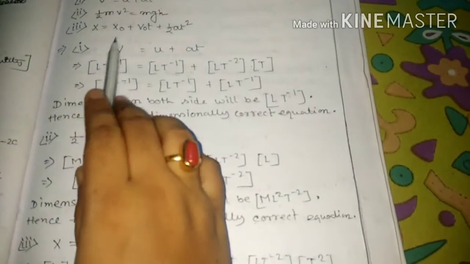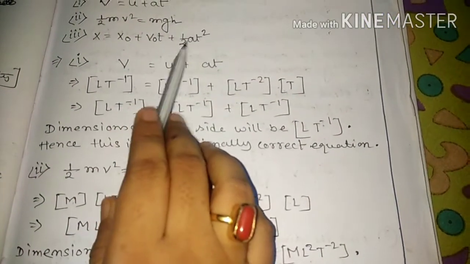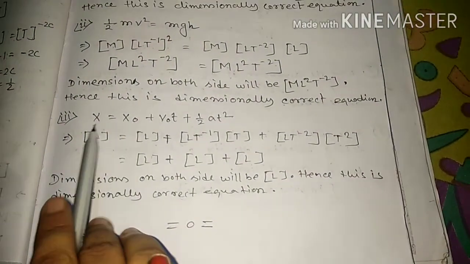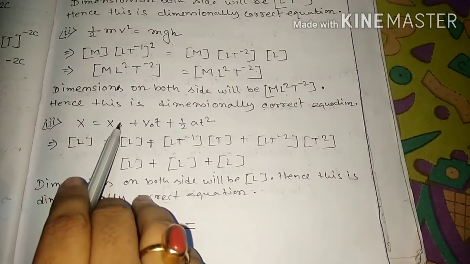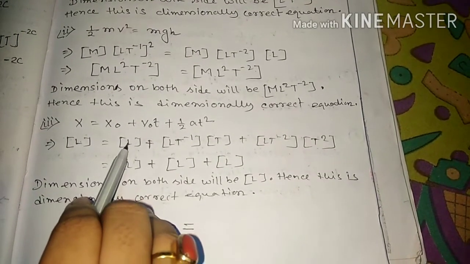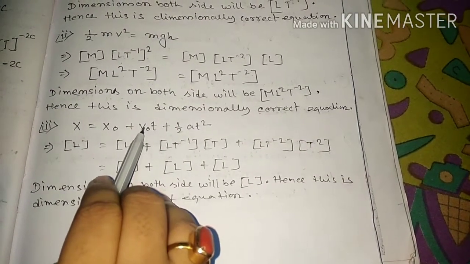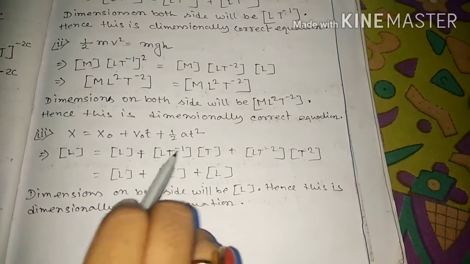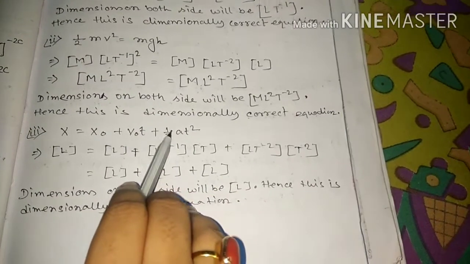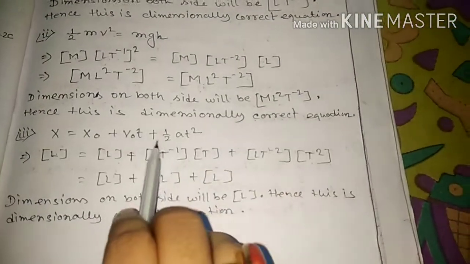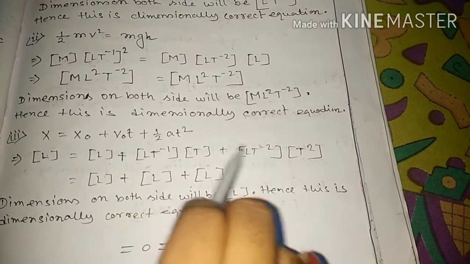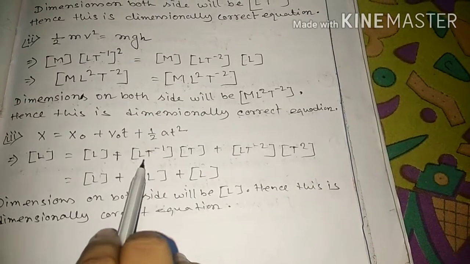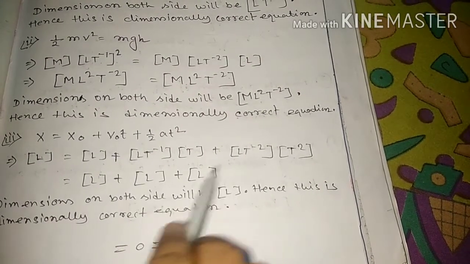Third one, x equals x0 plus v0 t plus half a t square. x is the displacement or distance or the position, that is length. x naught is the initial position, that is also length. v0 into t, velocity v0 is L t to the power minus 1 into time t, plus we can just neglect the half, this numerical value. So a means L t to the power minus 2 and t square also is there. If we simplify this one, from this we also have L, from this we also have L.